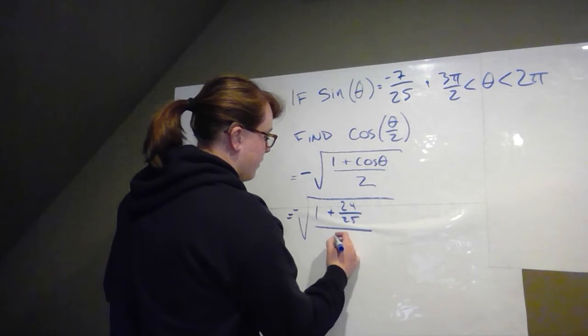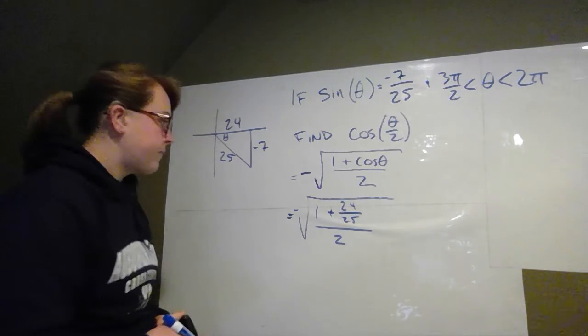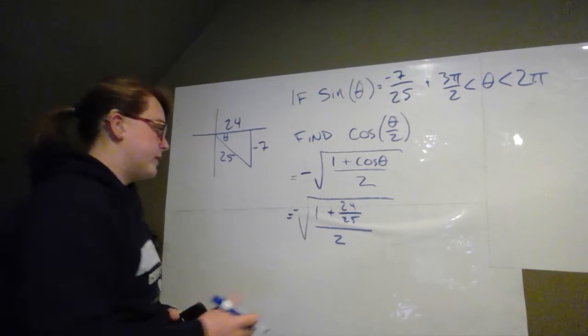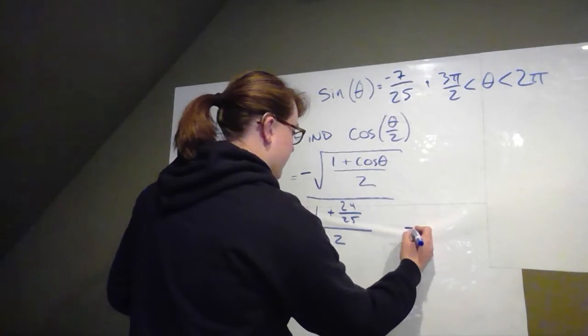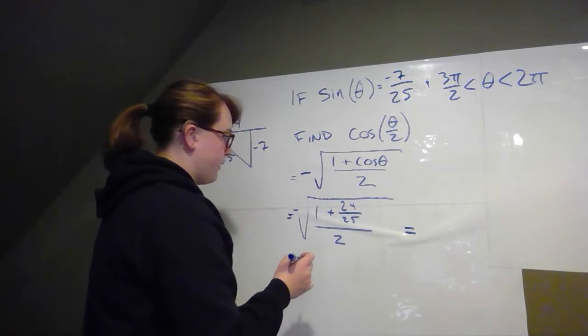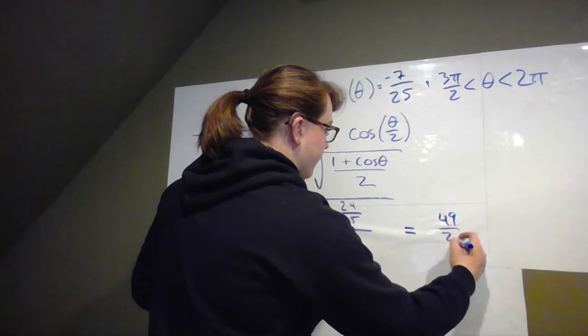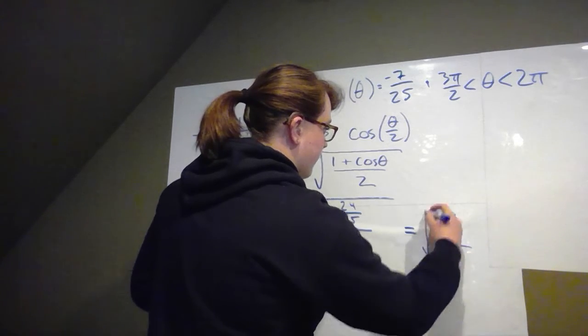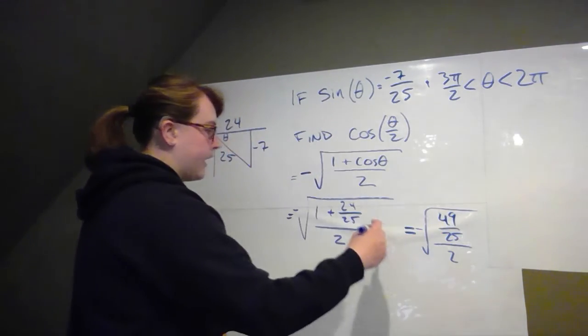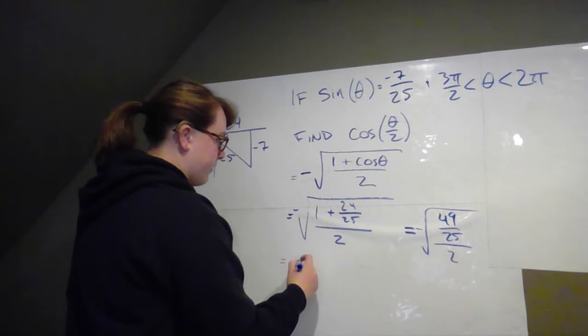So we get 1 plus 24/25 over 2, which, let's see, 1 plus 24/25 is 49/25. And then divided by 2, that gives us 49/50.